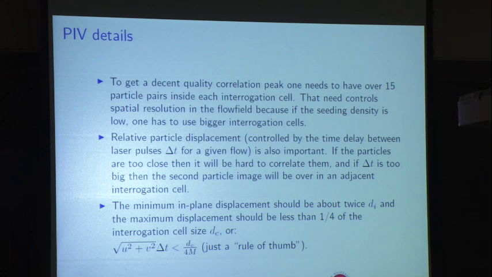So the minimum in-plane displacement should be about twice the image diameter. You don't want to get any closer. You don't want the particles any closer than that to each other. Okay? And the maximum displacement should be less than 1/4 of the size of the cell. Okay, so these are just rules of thumb from Adrian.